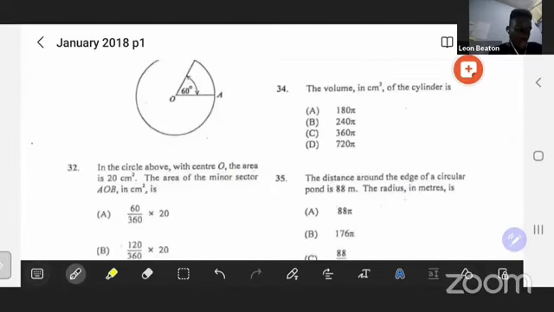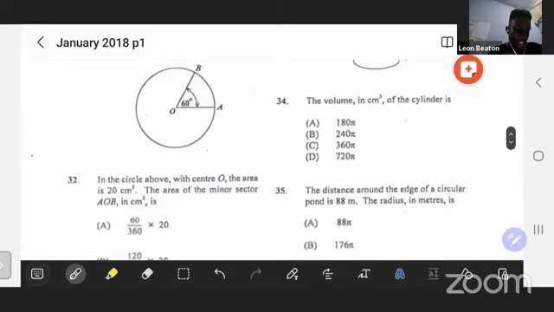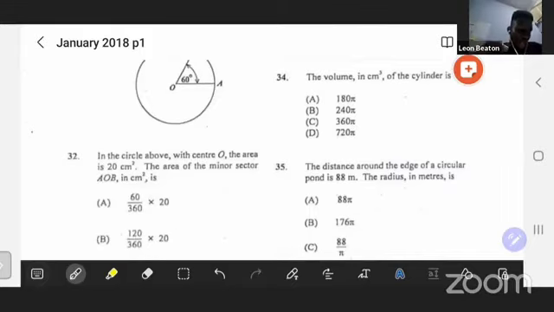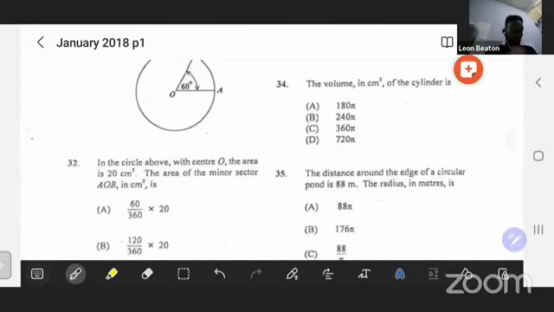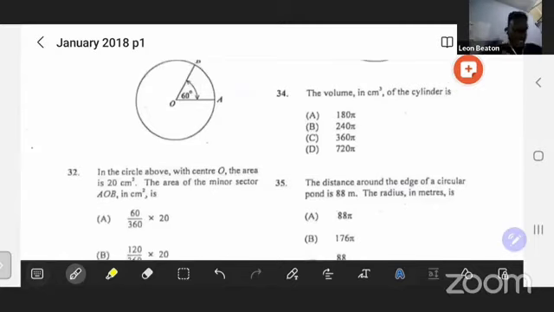So number 32 refers to the following diagram of a circle. We have a nice diagram of a circle there, and it says in the circle above, with center O, the area is 20 cm squared. The area of the minor sector AOB in cm squared is, so the minor sector is this section here, and they gave us that the section is 60 degrees of the circle.